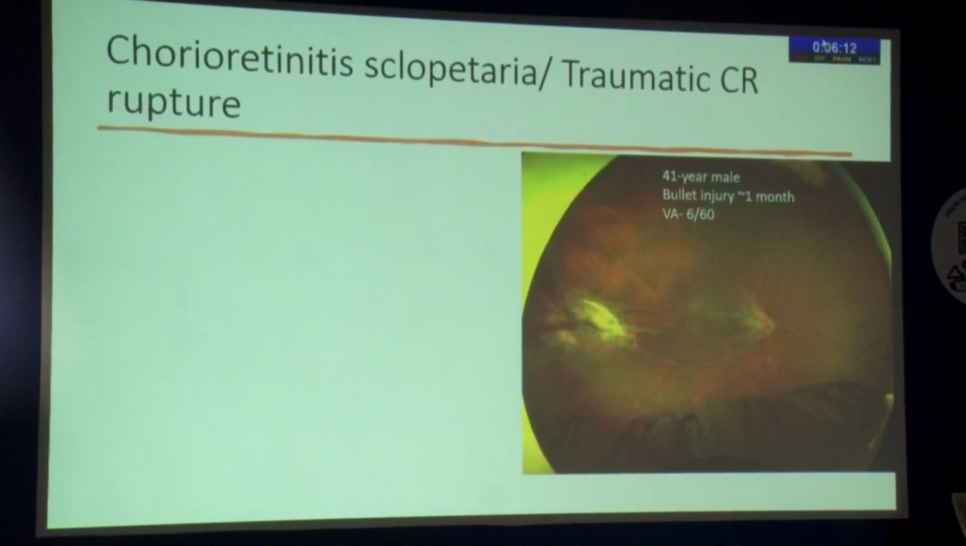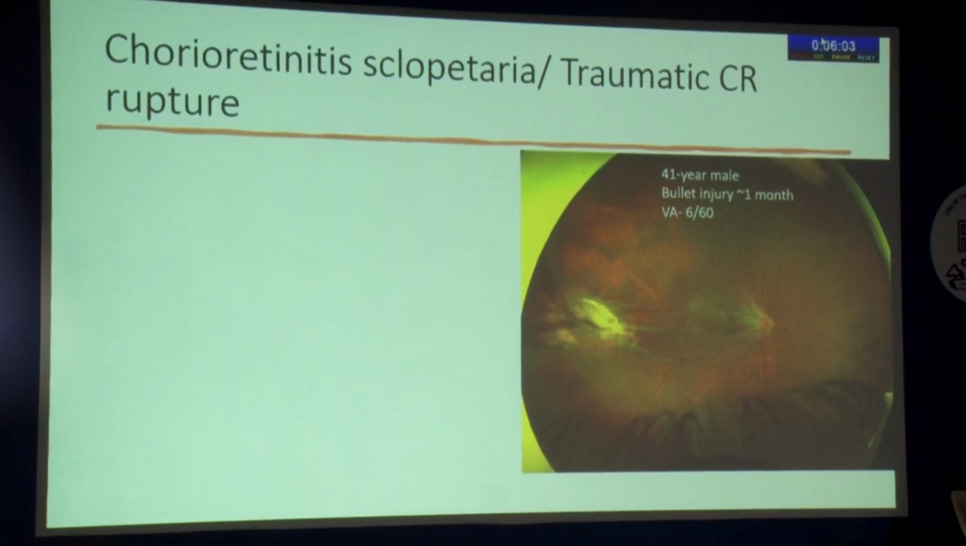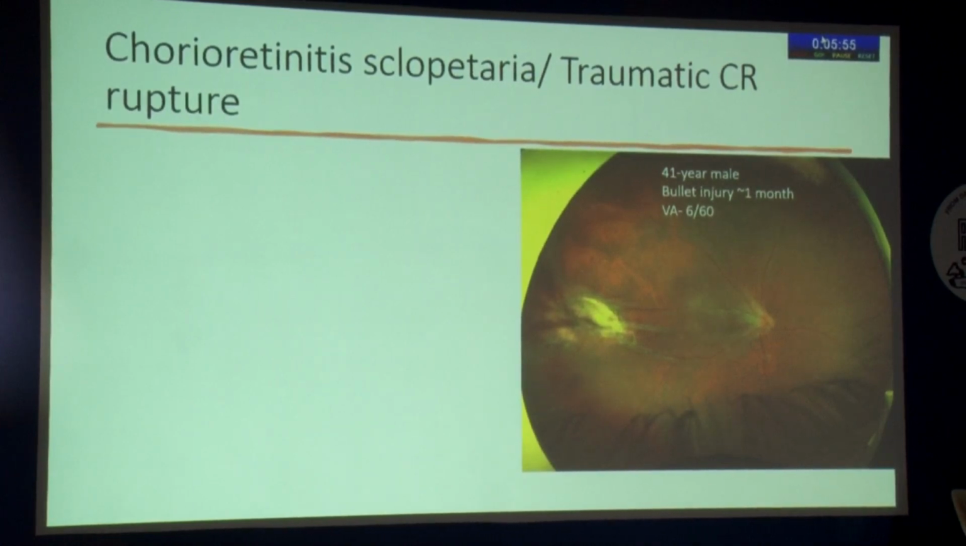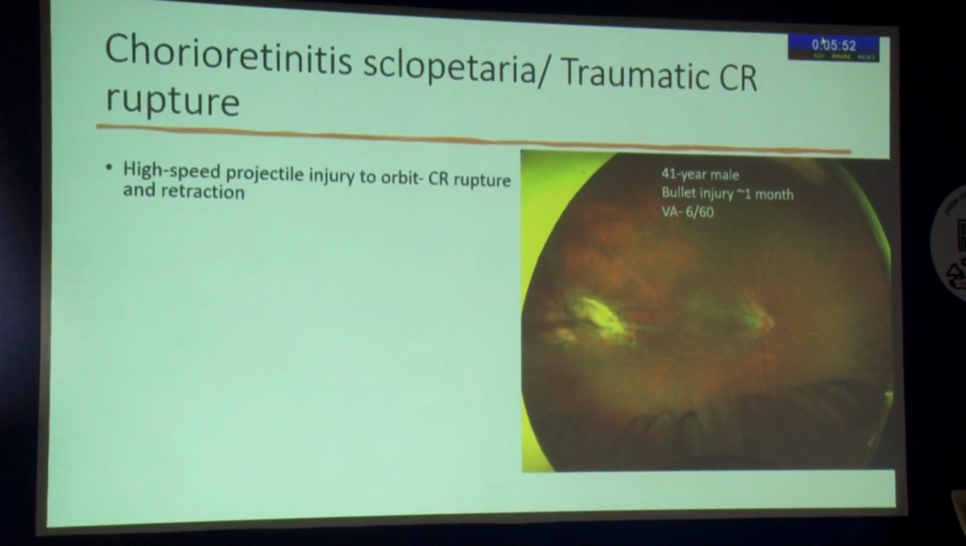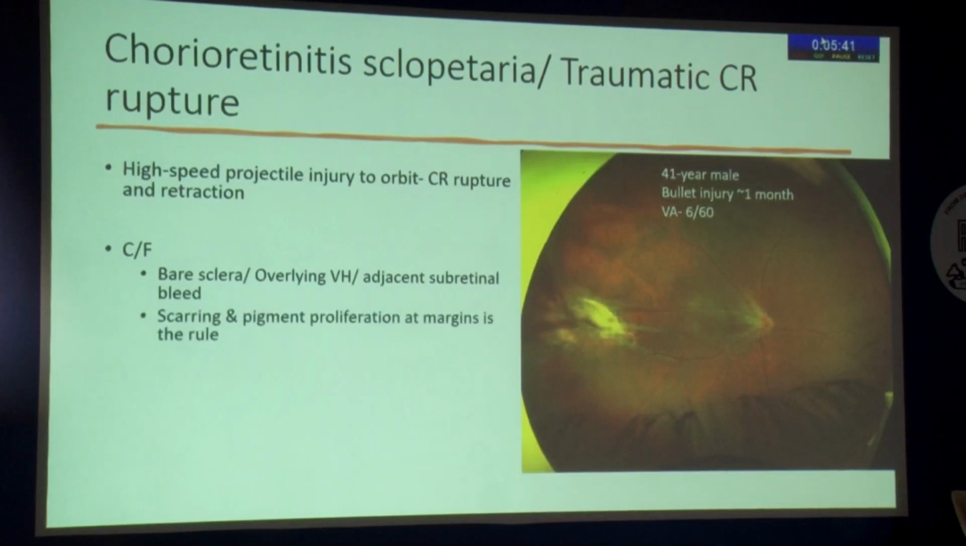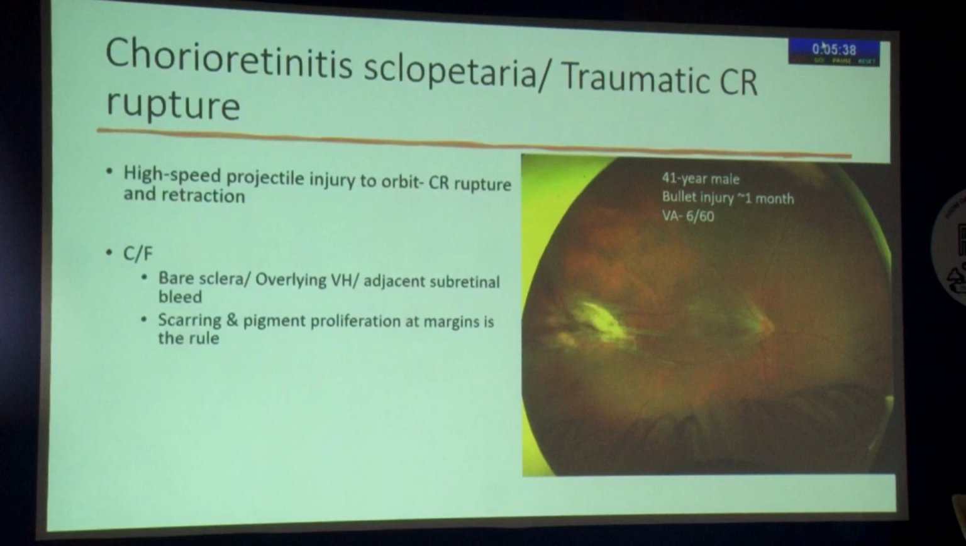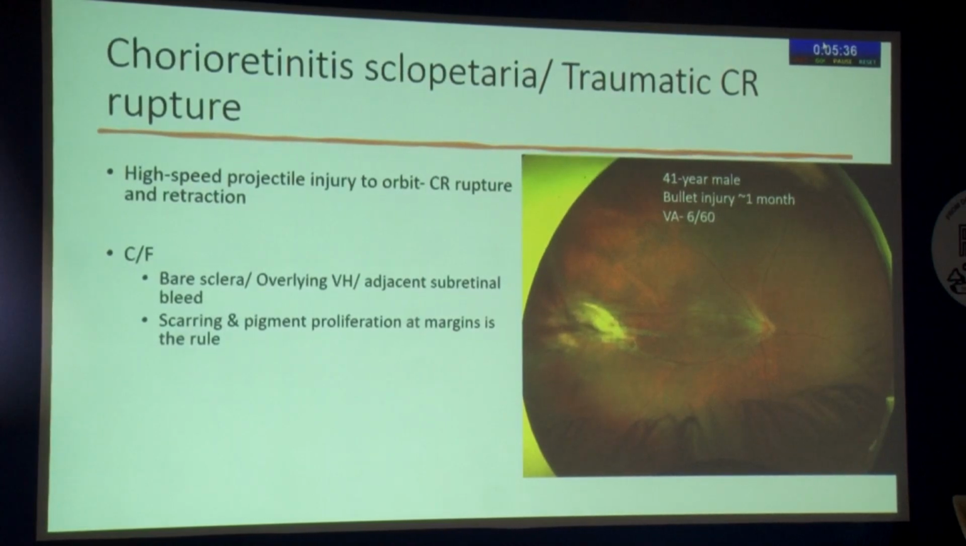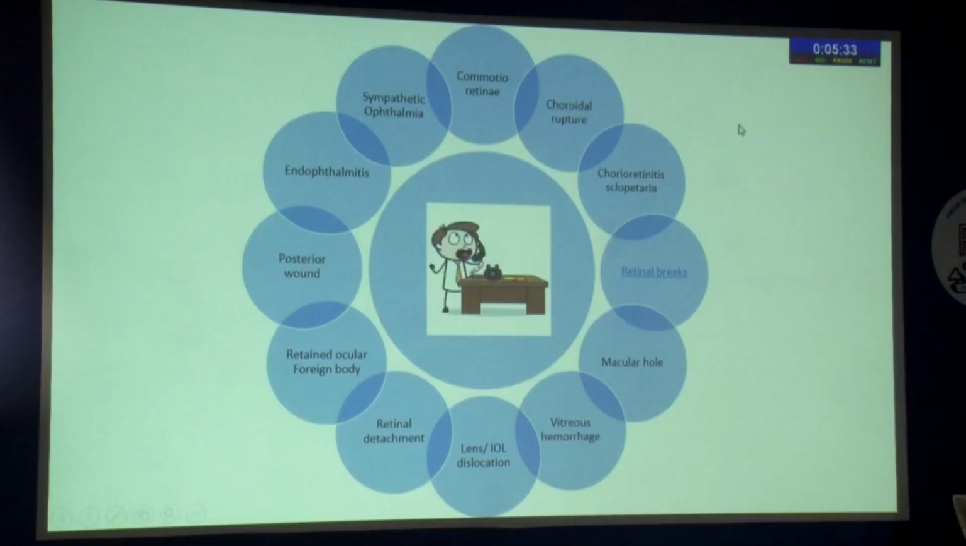So next example, a 41-year-old male patient, had bullet injury to the right orbit 1 month back, and he presented with visual acuity of 6/60. You can look at the temporal periphery. There is an area of chorioretinal deficiency, and the sclera is visible underneath. So this is a chorioretinitis sclopetaria area, and it occurs because of high-speed projectile injuries to the orbit. Now the sclera may be bare in that area, like seen in this patient, or massive vitreous hemorrhage could also be there. Scarring is the rule at the margins of the chorioretinitis sclopetaria area, and that's why retinal detachments occur very less commonly and it doesn't need any treatment.